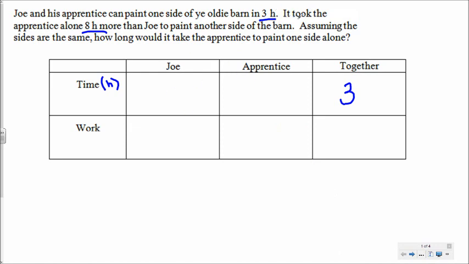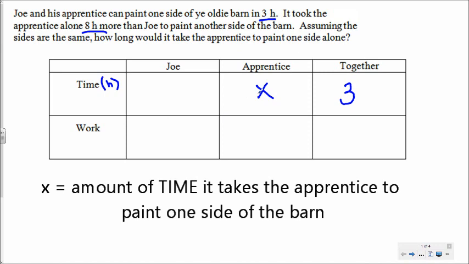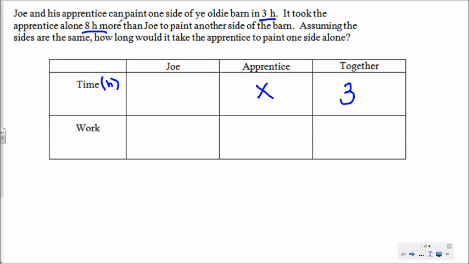Using that same reasoning, I'm going to fill in some of the other pieces of information that we're given. The next step says it took the apprentice alone 8 hours more than Joe to paint the side of the barn, and I'm trying to find the amount of time it takes the apprentice to paint one side alone. So I'm going to label the amount of time it takes the apprentice x, because that's what I'm trying to solve for in this question. In this second sentence, it says that it takes the apprentice 8 hours more than Joe, so the amount of time it takes Joe must be 8 hours less than his apprentice.